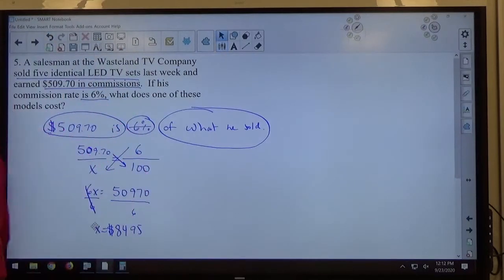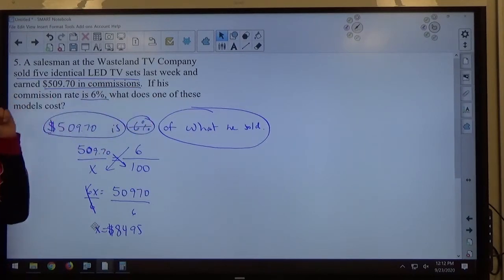Now, that's how much merchandise he sold. He sold that much worth of merchandise, almost $8,500. The problem asks how much a TV costs. How many TVs? 5. How many do they want the cost of? One. They want the cost of one TV.